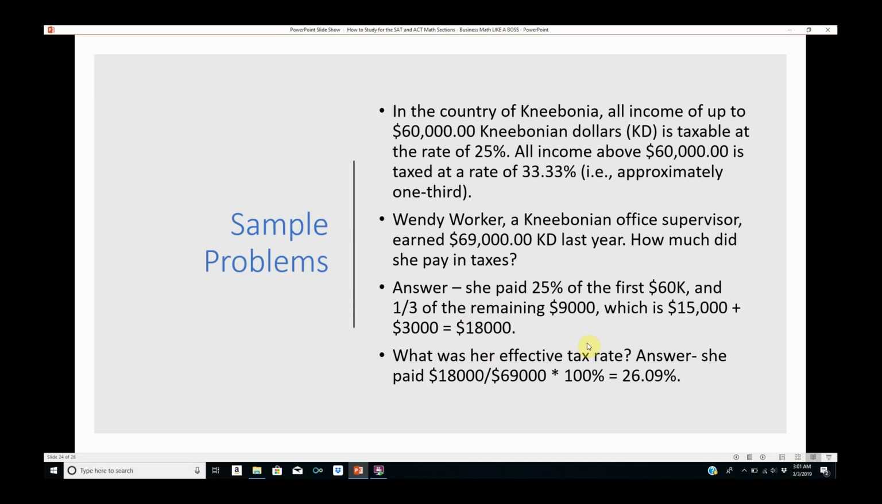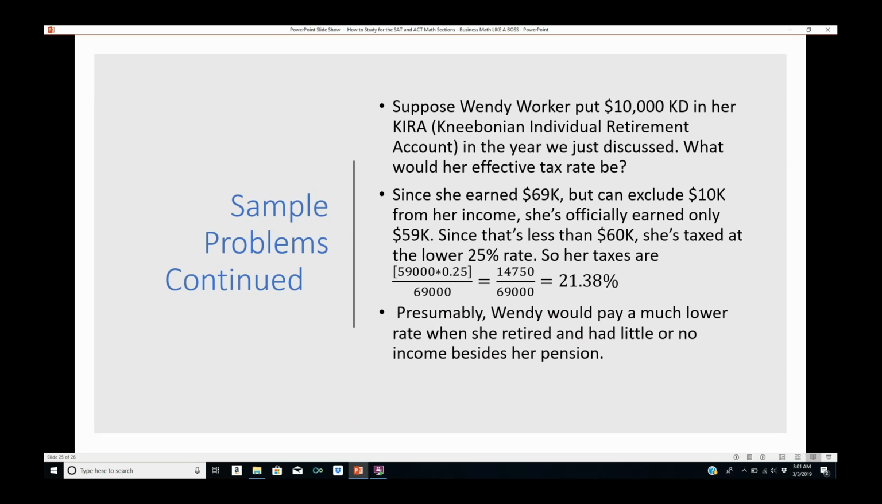So what's her effective tax rate? She paid $18,000 over $69,000 times 100%, which is 26.09%. So suppose Wendy Worker put 10,000 Nebonian dollars in her KIRA, her Nebonian individual retirement account, in the year we just discussed. What would her effective tax rate be? Since she earned $69,000 but can exclude $10,000 from her income, she's officially earned only $59,000. Since that's less than $60,000, she's taxed at the lower 25% rate on her whole income. So her taxes are $59,000 times 0.25 over $69,000, which is $14,750 over $69,000 equals 21.38%.